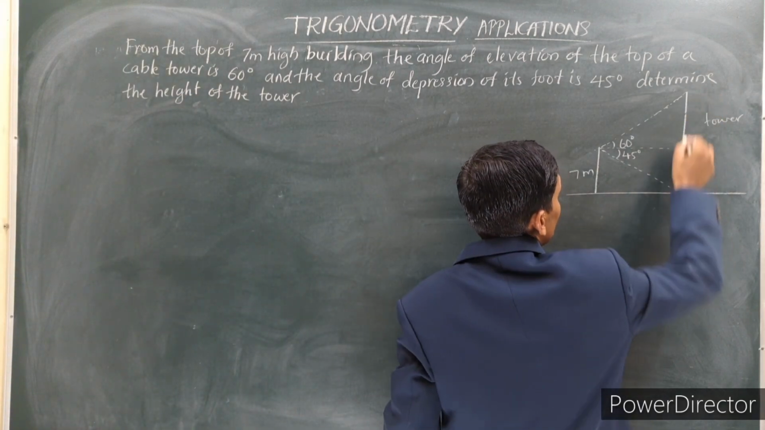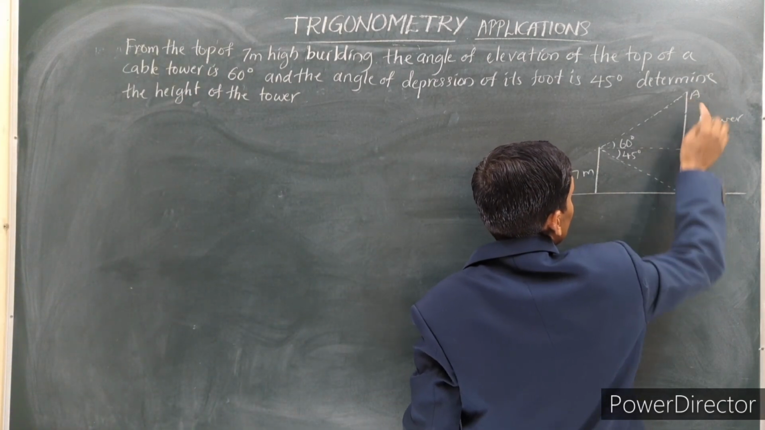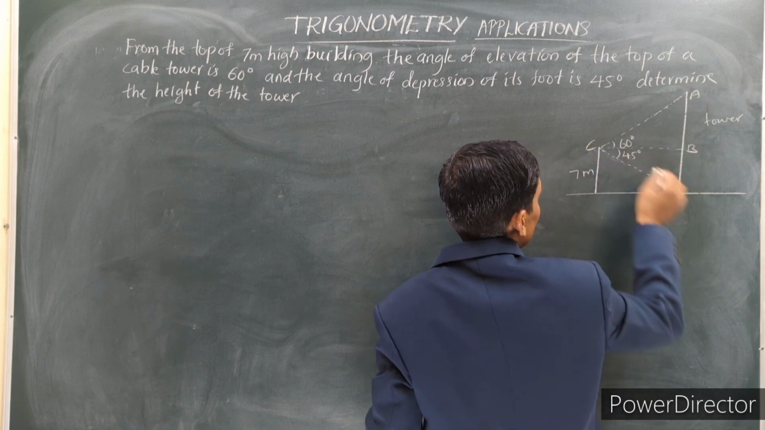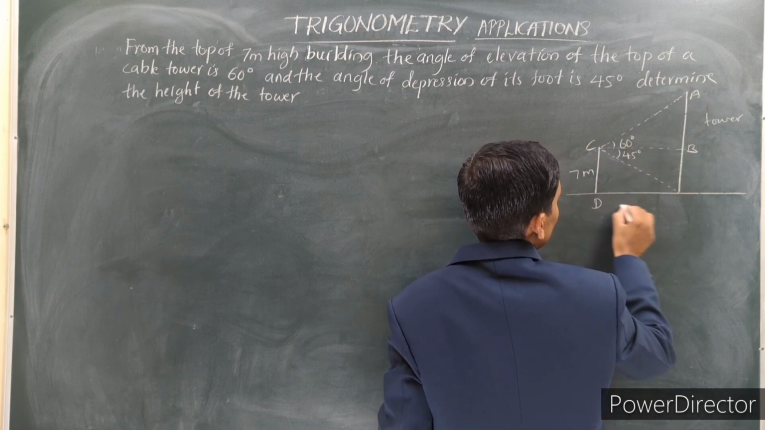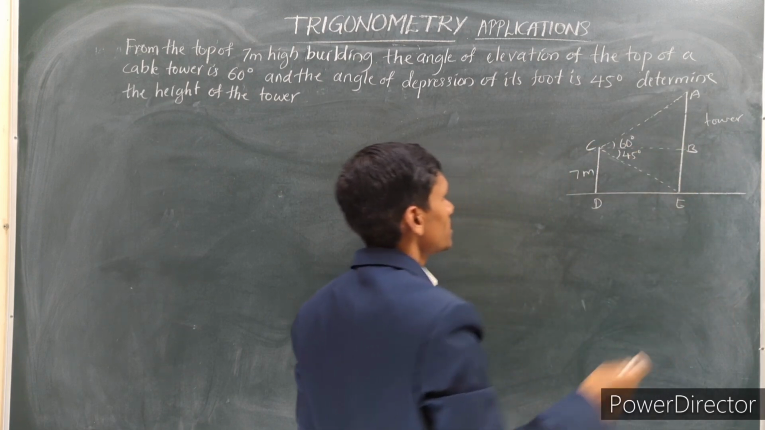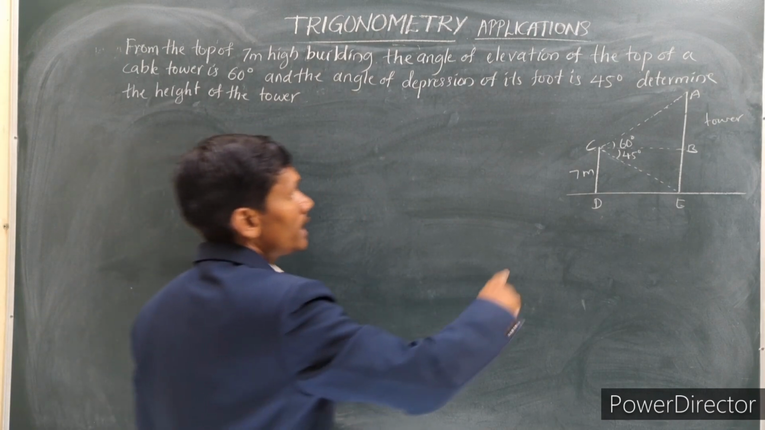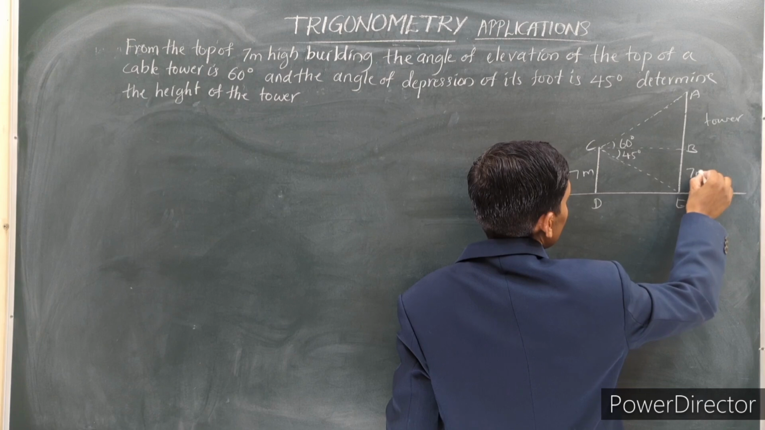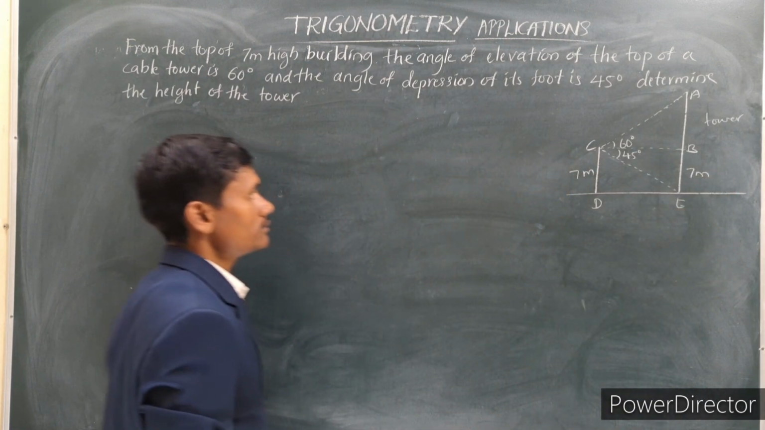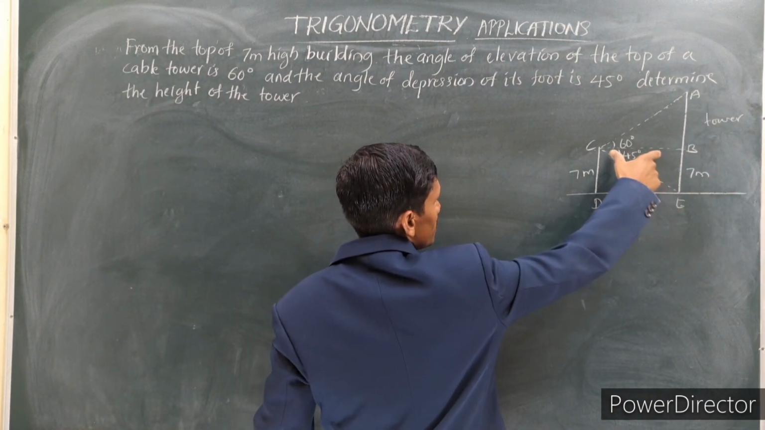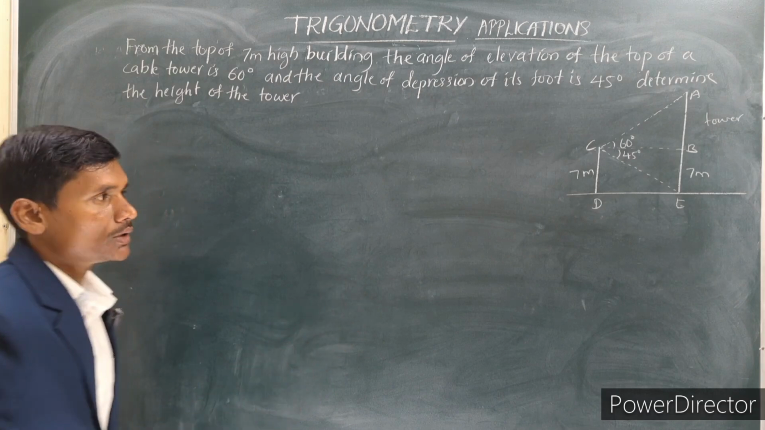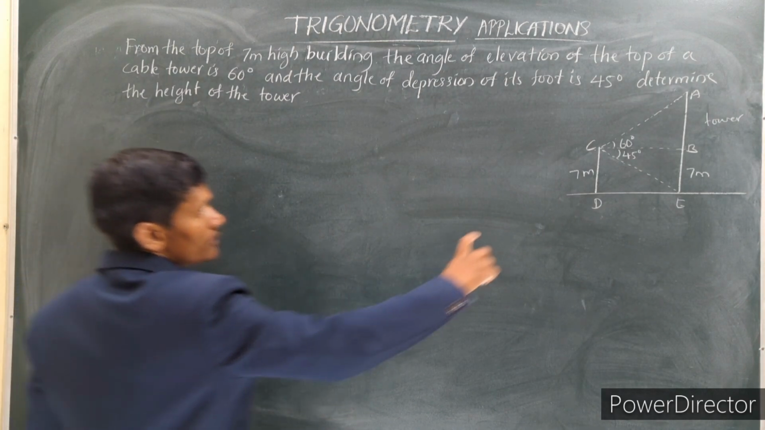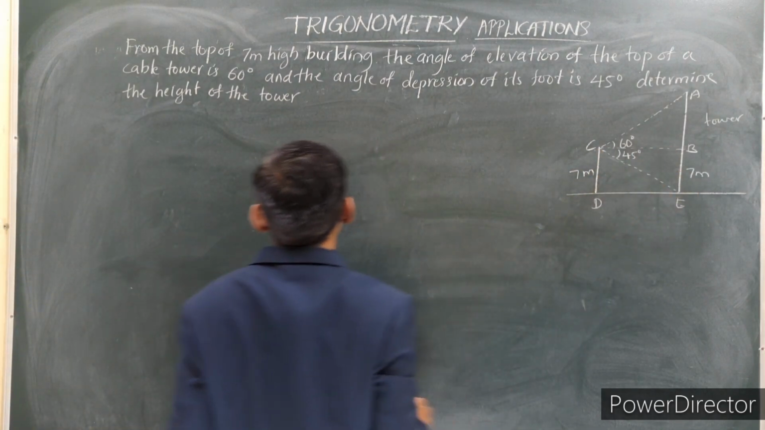Means from here to here. Let us name this as A, this is B, C. Next D, E. Like this we'll name. Now, can I write this? CD is equal to BE, that is 7 meter from the figure. Okay, this is horizontal, this is also horizontal. Because of that, they become equal. That is why CD will be equal to BE.